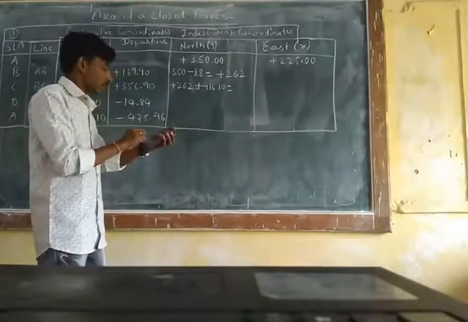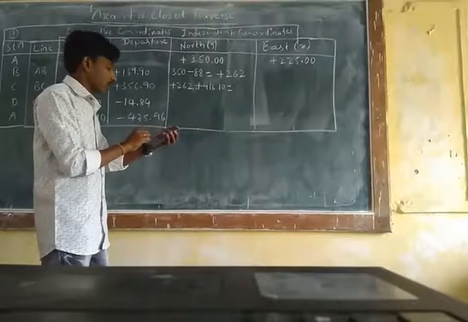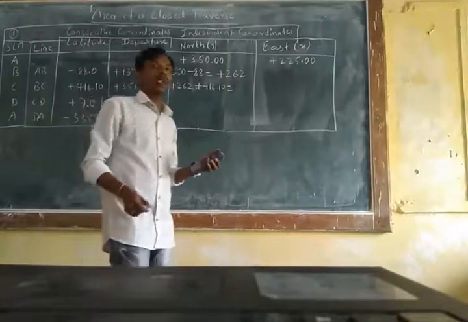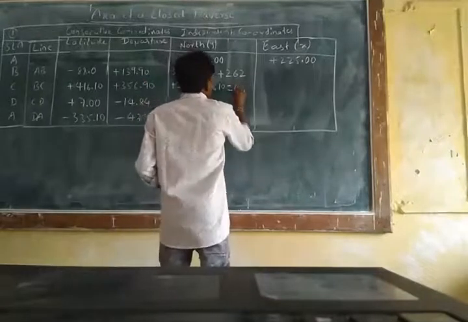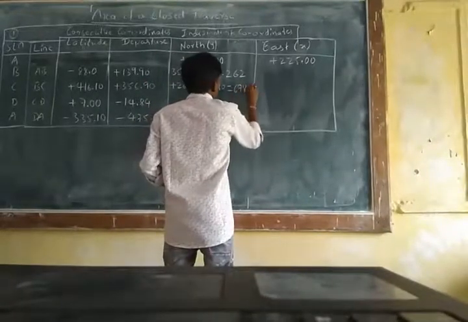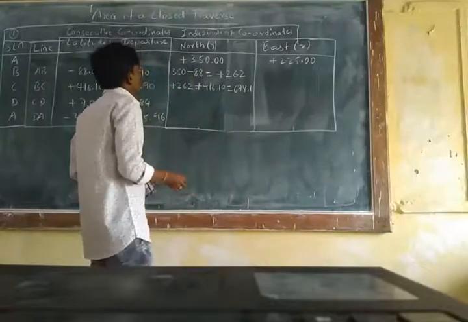So plus 416.10, and we are getting 678.1. So write the same, 678.1. So it is positive again.